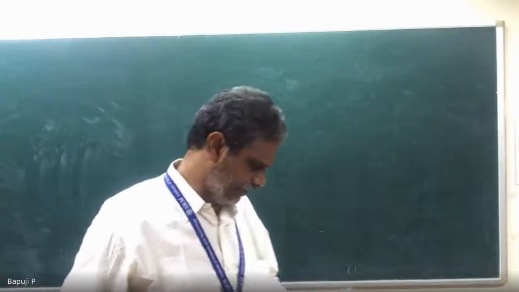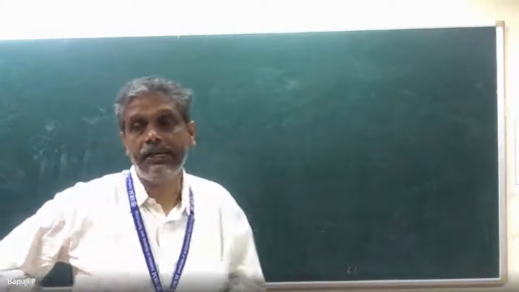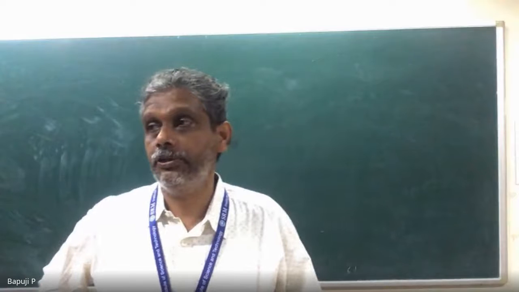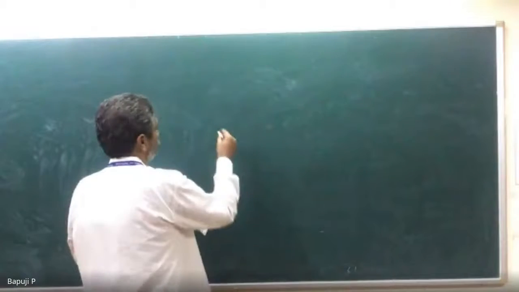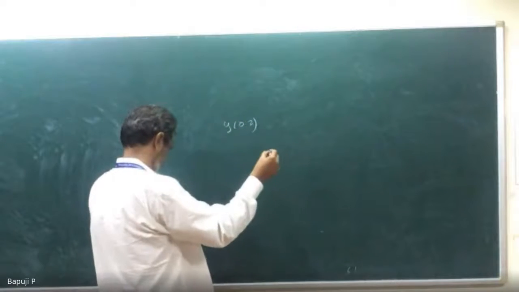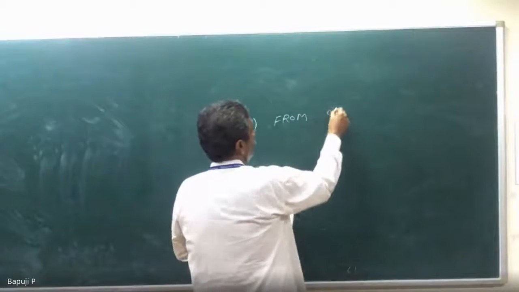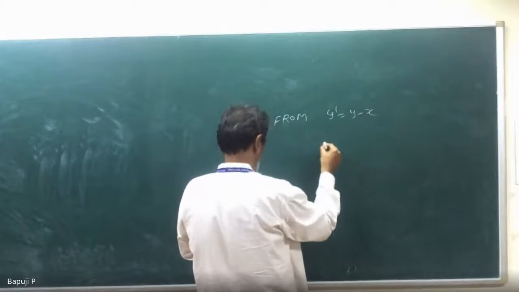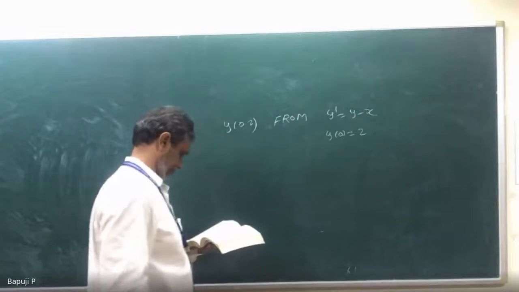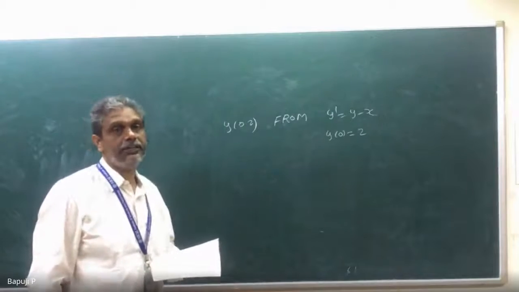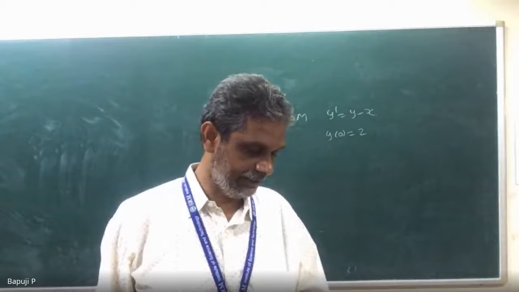By applying the fourth order Runge-Kutta method, find y of 0.2 from y dash is equal to y minus x, y of 0 is equal to 2.